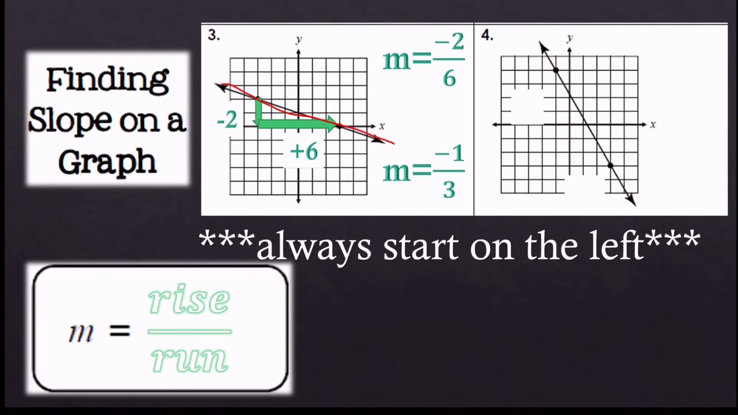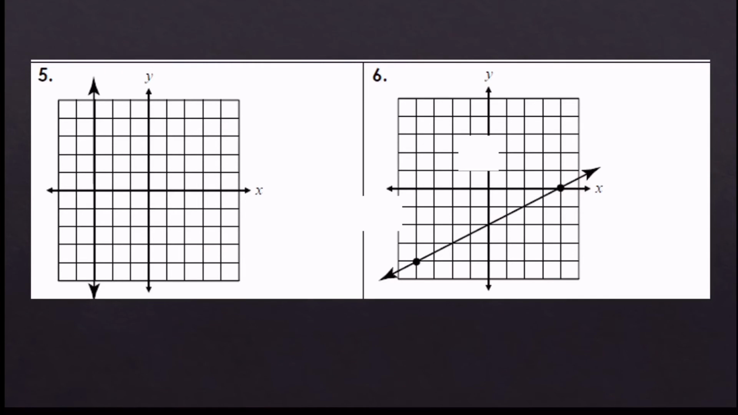If I start on the left, I have to go down, and I went down 7. I'm then going to move to my right 4. When I write my slope, I have negative 7 over 4. Ladies and gentlemen, I can't simplify that anymore. That is as low as it can go. It is okay to have an improper fraction. Leave it. Do not change it.